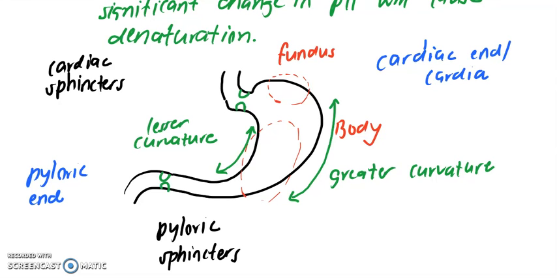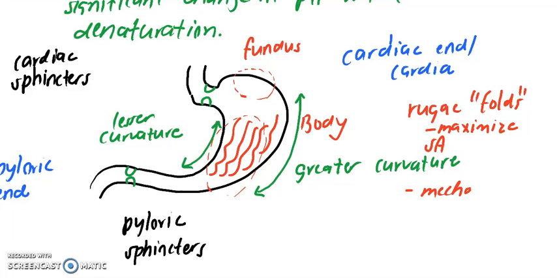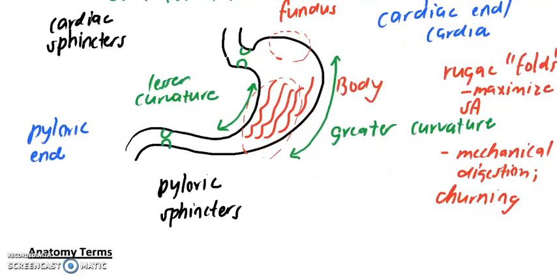If you were to open up the stomach, inside you will see these little folds. These folds, we call rugae. They help us maximize surface area, get the food in contact with our chemicals, but this is also for our mechanical digestion, the churning. If you think of the churning of our stomach, I think this is all I wanted to mention for our stomach.